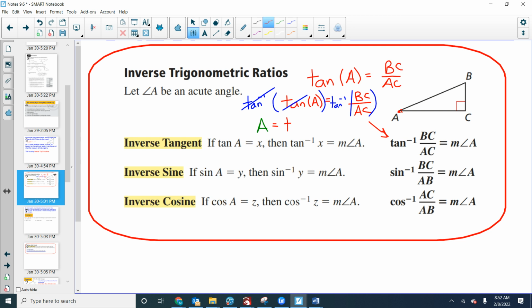Just like when I square rooted the right side, there was an answer that came with it. The square root of 25 was 5. Okay? This has an operation with it. And this is going to go in our calculator. Tangent inverse of the opposite side over the adjacent side. BC over AC in our picture.